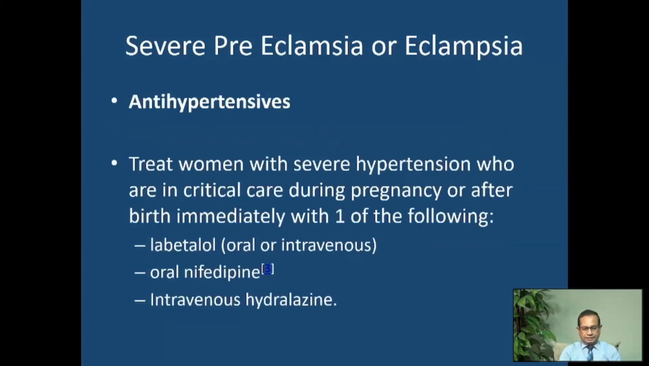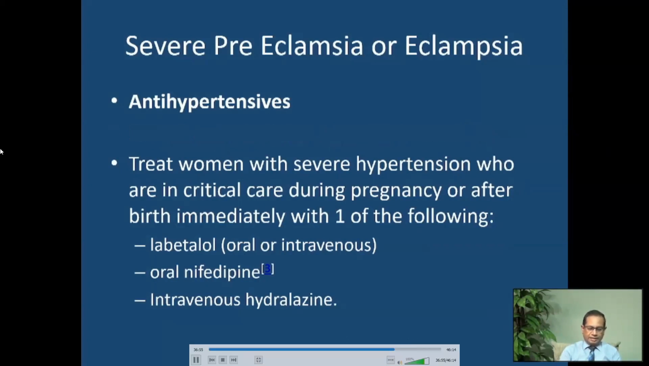So what are the antihypertensive drugs available for patients with preeclampsia and eclampsia? Treatment for severe hypertension in women who are in critical care during pregnancy or immediately after birth should be with one of the following: labetalol, which you can give orally or intravenously, oral nifedipine, or intravenous hydralazine.